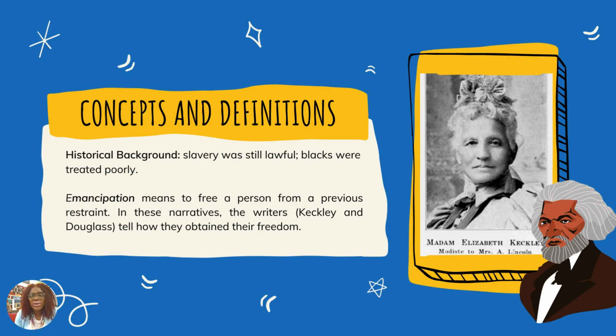All right, some things you want to keep in mind here, concepts and definitions. First, keep in mind the historical context, okay? Slavery was still lawful and Blacks were treated very poorly. And emancipation means to free a person from a previous restraint. So in these narratives, we know that both Elizabeth Keckley and Frederick Douglass were both slaves. And in these narratives, they tell us how they obtained their freedom.